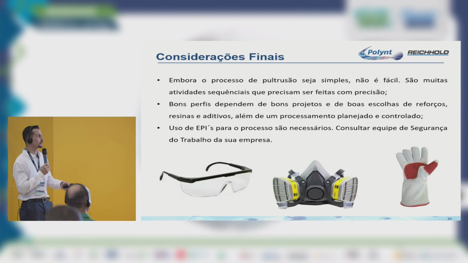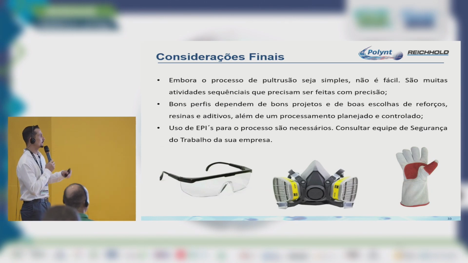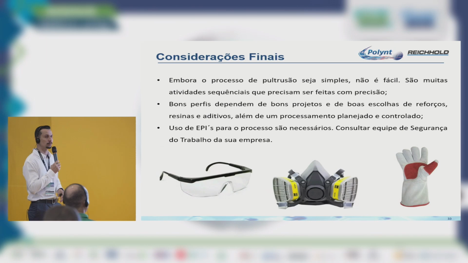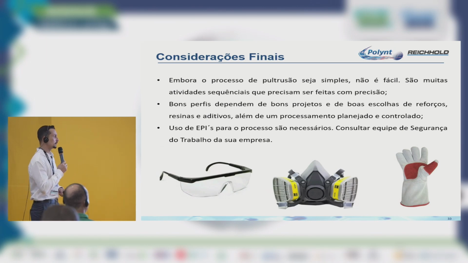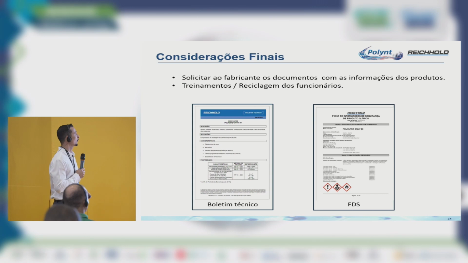pultrusion seems simple, but it's not easy. Many sequential activities have to be carried out accurately. Good profiles depend on good plans and good choices of reinforcements and resins and additives, as well as planned and controlled processing. The use of PPE is necessary. The company should consult our workplace safety team. Here are some examples of the PPE that's usually used.